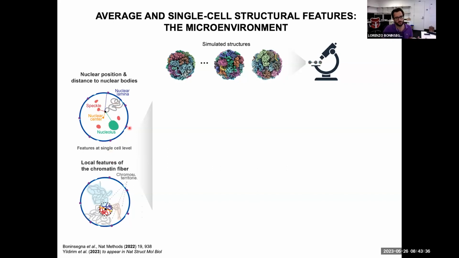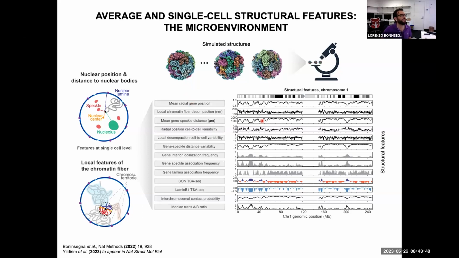So this is for the global genome organization, but we can also access local features of the chromatin fiber, such as the local compaction, for instance. So for each of the loci, we can basically compute all these different structural features and more. And I'm showing here the signals for those structural features for all the loci in chromosome 1.